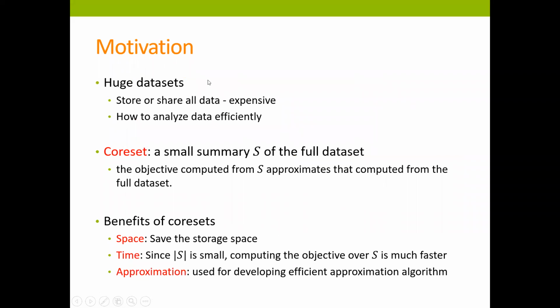Nowadays, data sets become much larger, and it is expensive to store or share the whole data set. Also, analyzing optimization problems over such data sets may not be efficient. Coreset is a tool to address all these problems. Roughly speaking, a coreset is a small summary of the full dataset, and it can be used to approximately compute the objective. Due to its small size, a coreset has many benefits, like saving storage space and computation time.